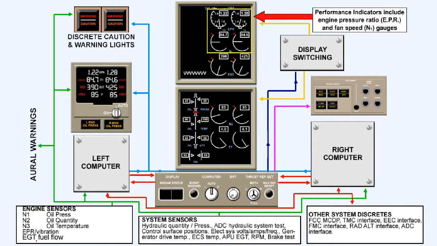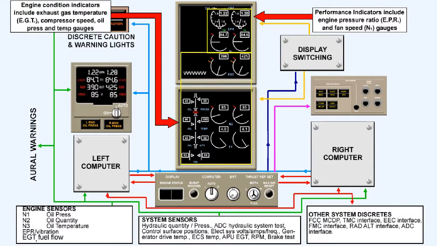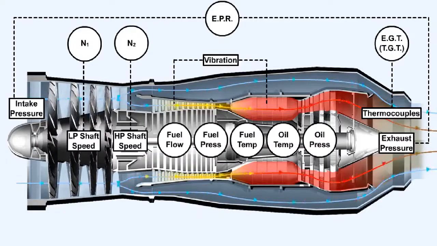Performance indicators are thrust indicating instruments, such as the engine pressure ratio (EPR) gauge or the fan speed (N1) gauge. Engine condition indicators include the exhaust gas temperature (EGT) gauge, compressor speed, oil pressure and oil temperature gauges. We'll be discussing these and others later in the lesson. This diagram shows some of the parameters that we've just mentioned, and the position of the sensors that are required to measure them.